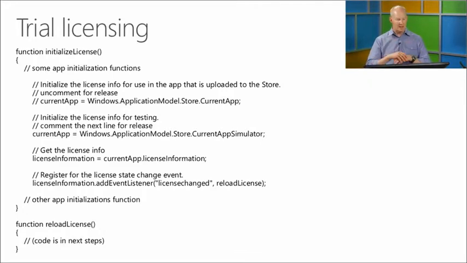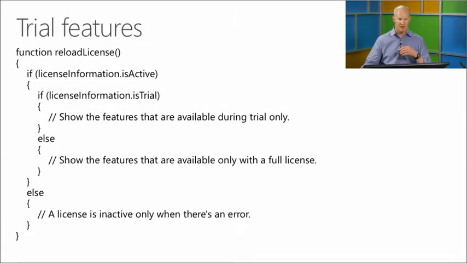So for trial licensing, I can go through and use Windows.ApplicationModel.Store.CurrentAppSimulator, and this simulates the store purchasing process so you can test it during your development phase. You can ask for CurrentApp.LicenseInformation and then register for an event. So anytime that license information changes, you'd be able to do the right thing in your app, like maybe the trial has expired, or maybe they went ahead and purchased your app. So there's the JavaScript for that.